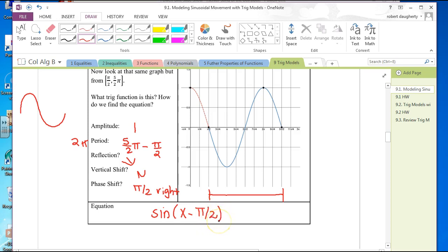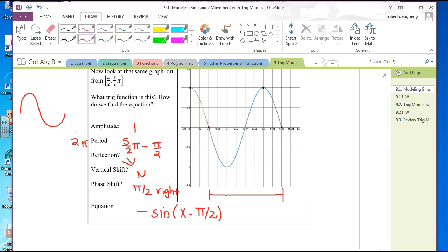Is that what you said, or did you say something else? There's one other piece missing here. Look at all this information. What am I not reflecting here? Yeah, the negative. It's negative. Negative sine of x minus pi over 2.